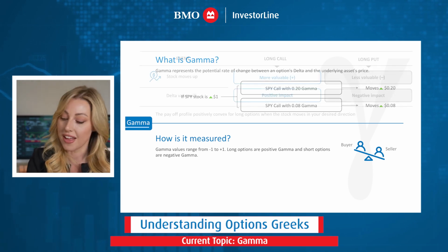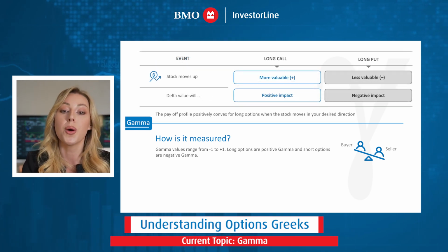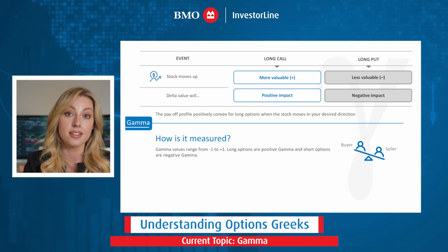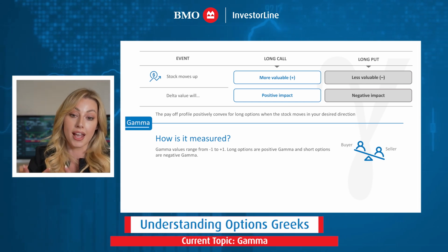So let's look at the events once more. So if the stock were to move up and we have a long call, this is the same effect as delta. It's going to be more valuable.